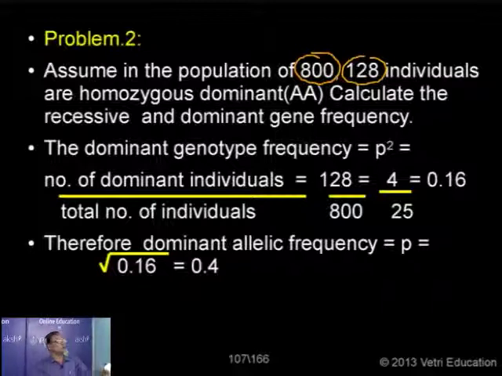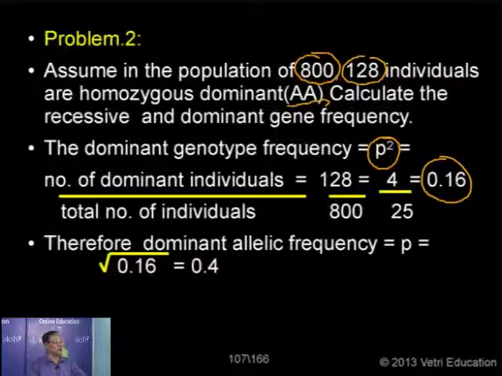Now the dominant genotype frequency. From this value of 128, because it is given as the number of homozygous dominant, we can calculate P square, nothing but the dominant genotype frequency. So how can we calculate? You can calculate by taking the total number of dominant homozygous divided by the total number of individuals. That is 128 by 800, we will get 0.16. This is what is called the dominant genotype frequency, not gene frequency. So P square is equal to 0.16.